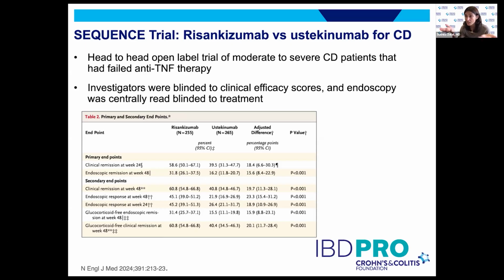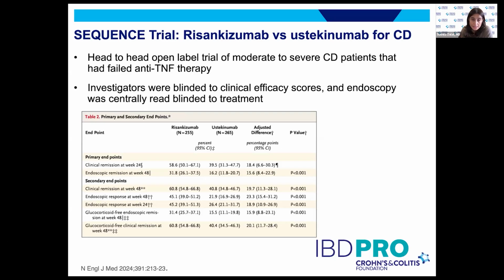To try to mitigate the open label nature, the people giving the drug knew which patient was getting ustekinumab and which was getting risankizumab, because they're given differently. But then they tried to make it as objective as possible, so the person that did the scope wasn't the one that analyzed the results. There was a central blinded reader.